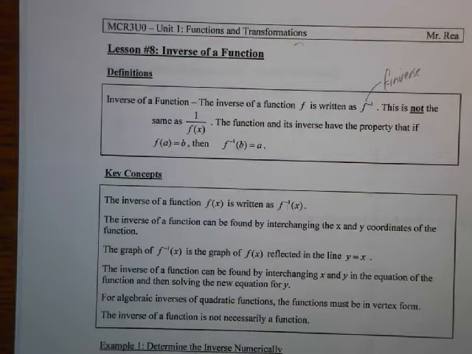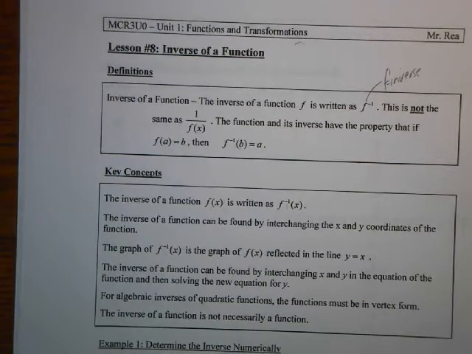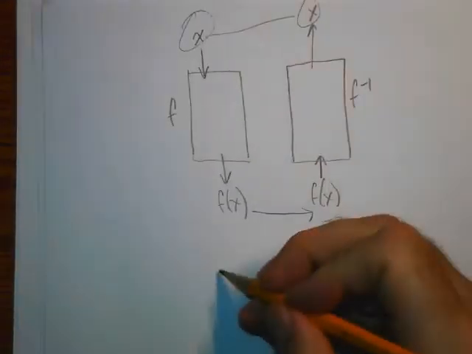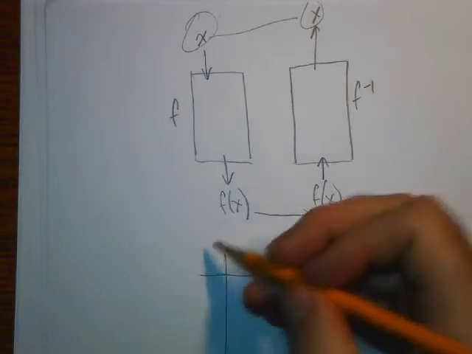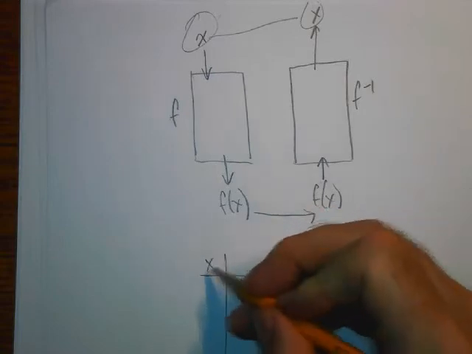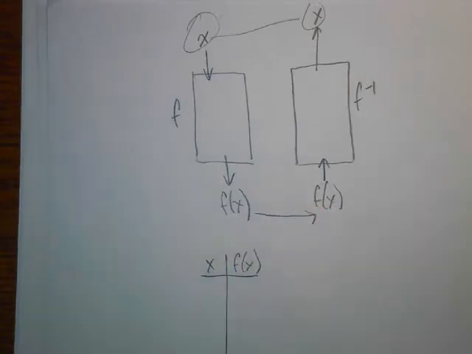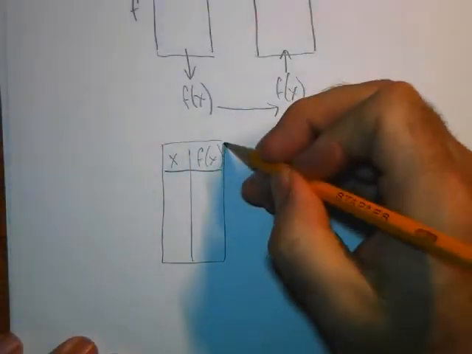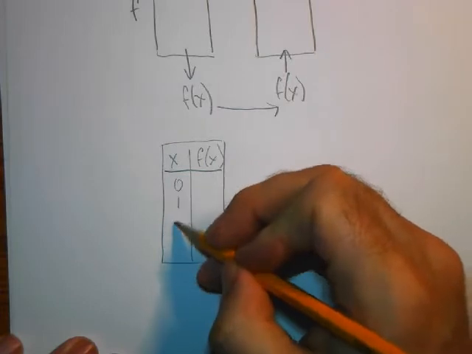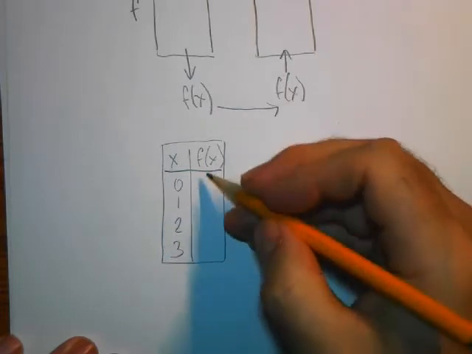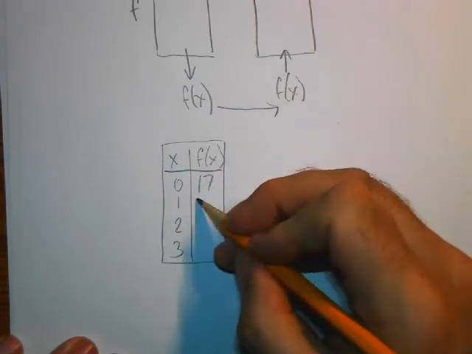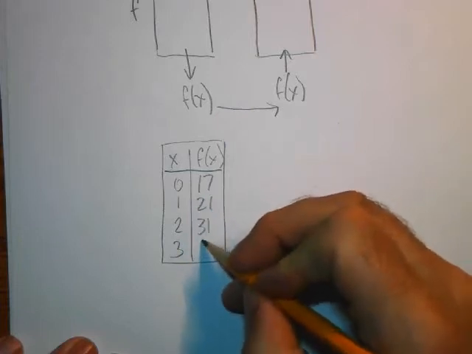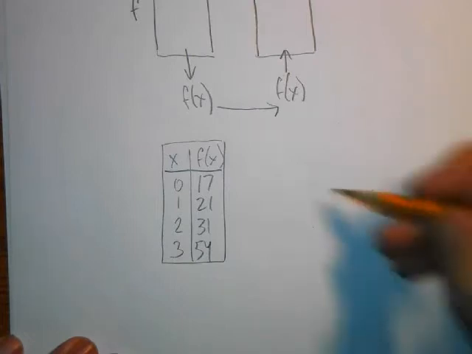So if you had a table of values, we'll go back to our little picture here. If you had a table of values for x and f of x, I'm just going to make up some values here. So if I had 0, 1, 2, 3, and the output was 17, 21, 31, 54, just a totally random function.